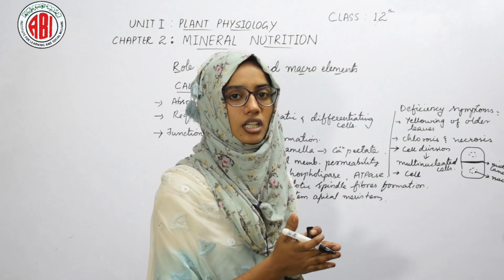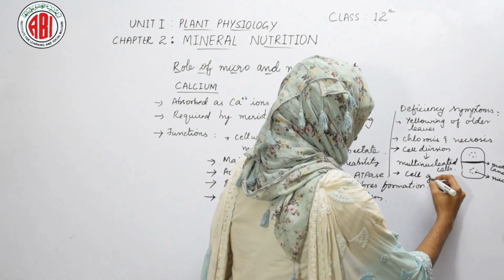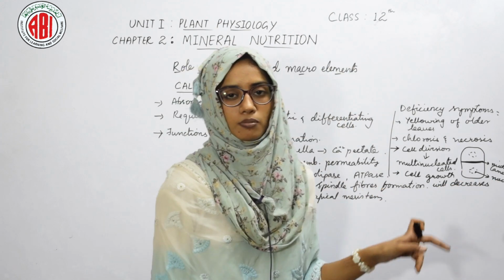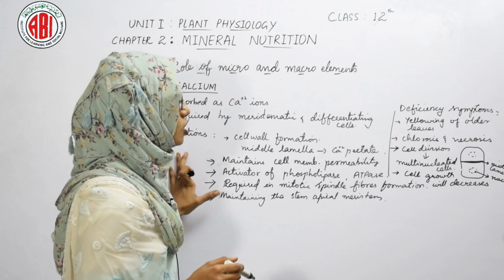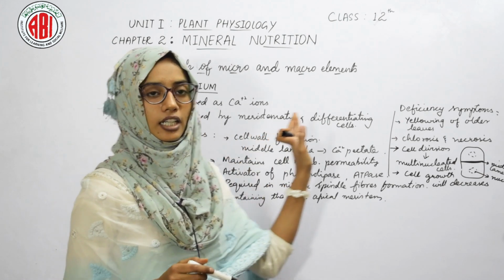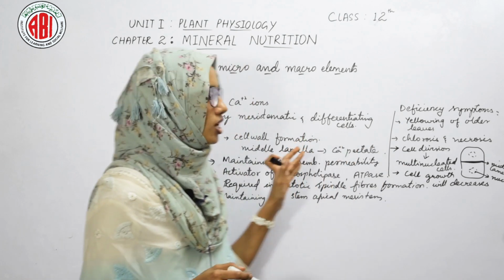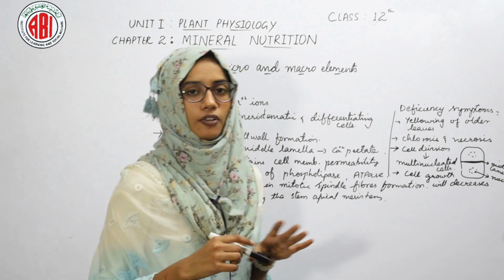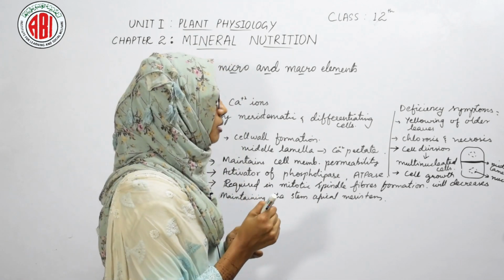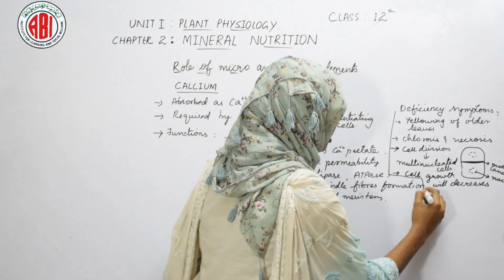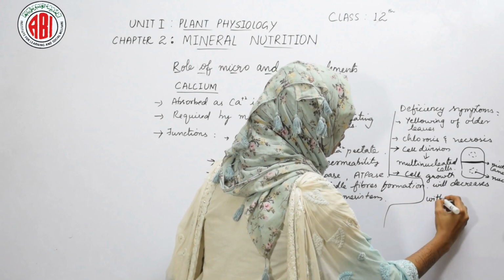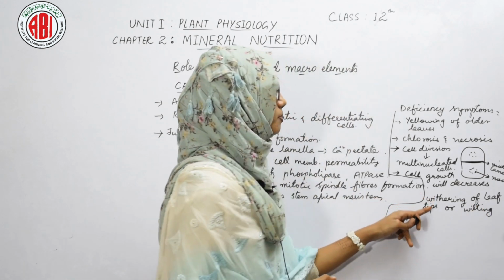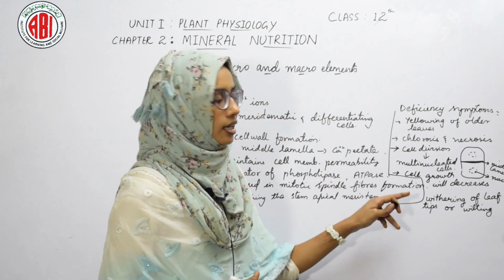If calcium is not present in the plant body, then cell growth will decrease or stop. So, these are certain functions of the calcium ion and the deficiency symptoms which can be seen due to the absence of calcium ion in the plant. One more deficiency symptom is the withering of leaf tips, or wilting of leaf tips, which occurs due to the deficiency of calcium ion.